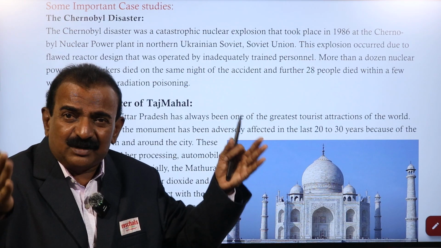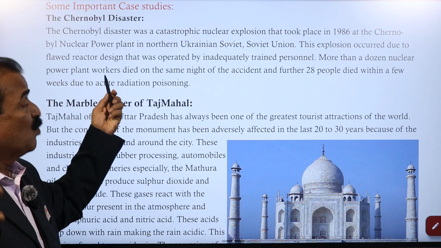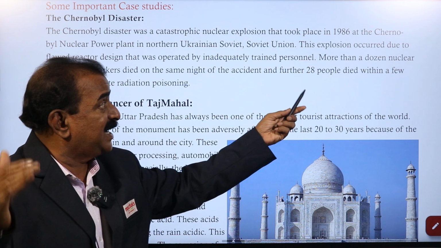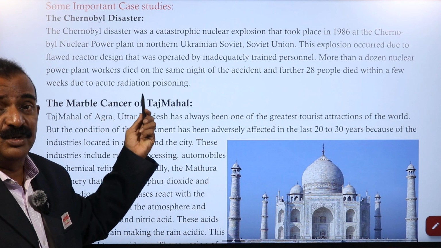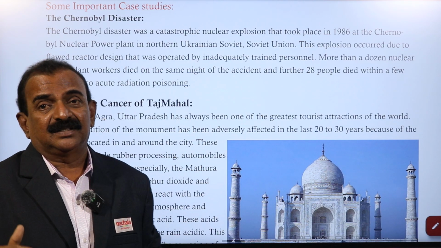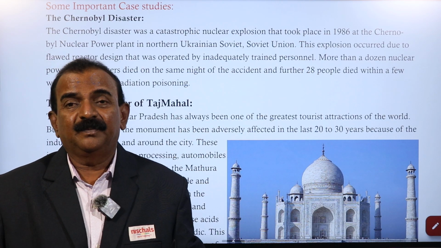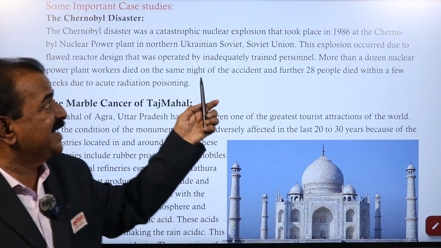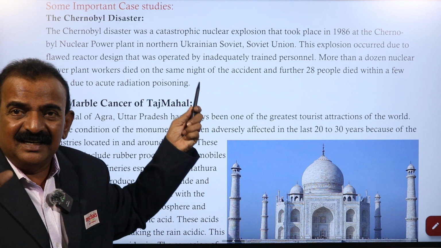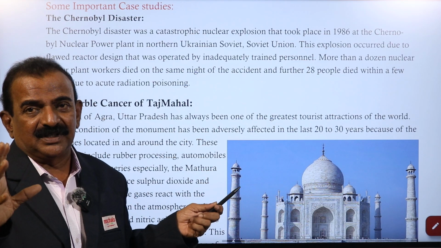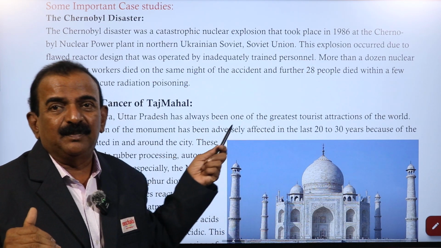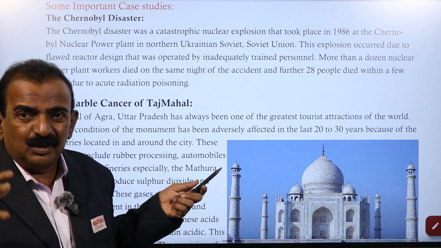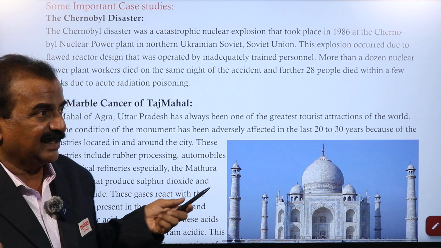More than a dozen nuclear power plant workers died on the same night of the accident, and a further 28 people died within a few weeks due to acute, poisonous radiation. So Chernobyl was a devastating nuclear explosion in the year 1986. That is one of the case studies, and it also causes air pollution. Many people die due to air pollution, and the people working in that nuclear power plant also died immediately due to the effect of this poisonous radiation.